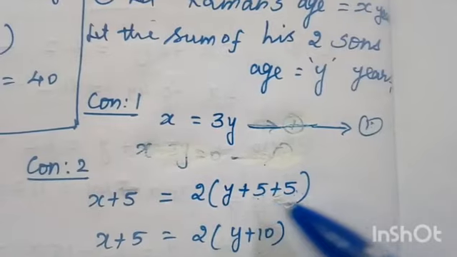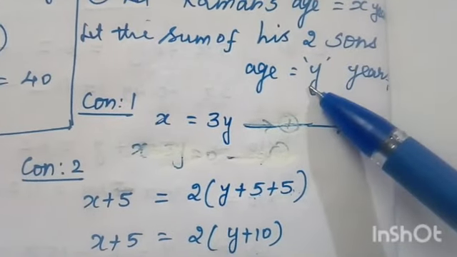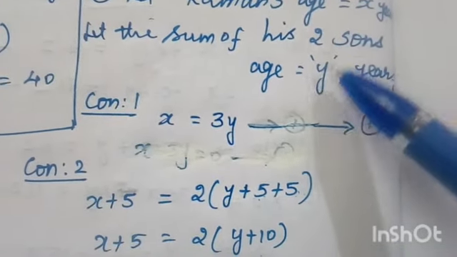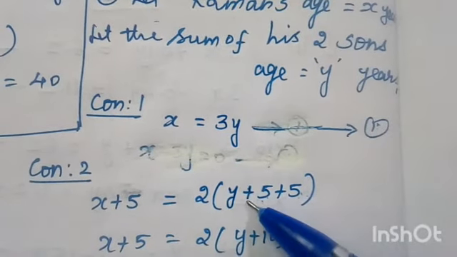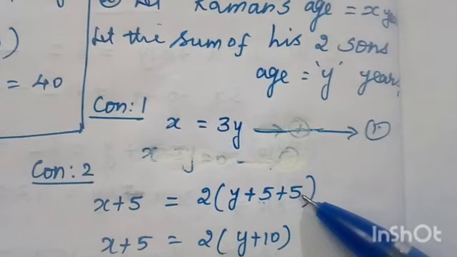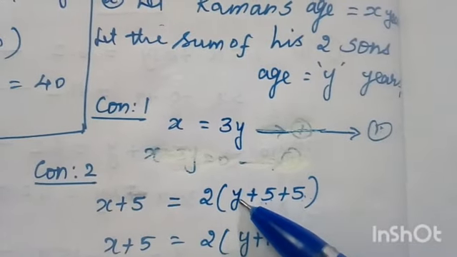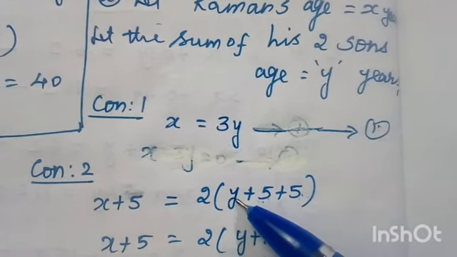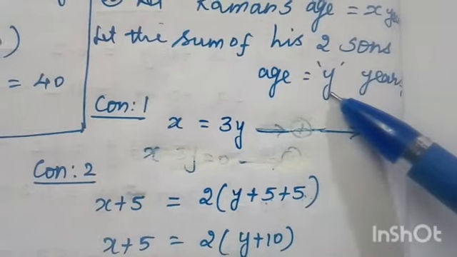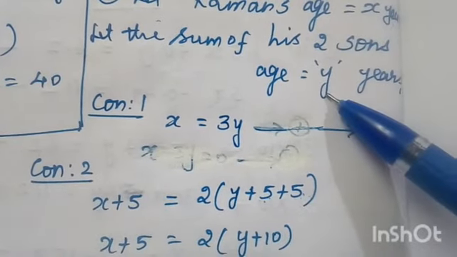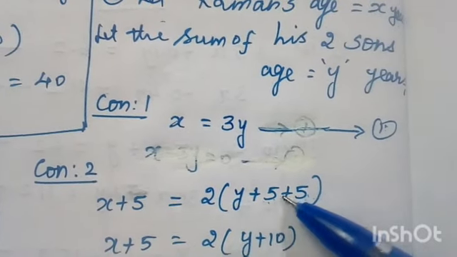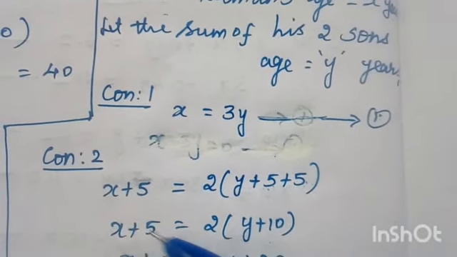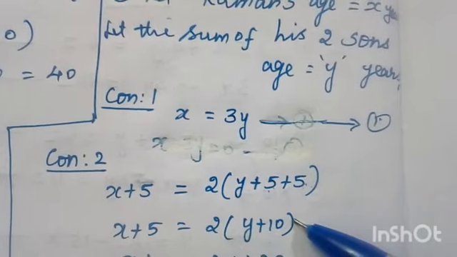Have you understood this concept? For the two sons' ages together we consider y. One son's age increases by 5 years, and the other son's also increases by 5 years. So y plus 5 plus 5. Does anybody have a doubt why we do not write y 2 times? For y, we consider the two sons' ages together, so we write y one time. y plus 5 plus 5. So x plus 5 equals 2 into y plus 10.